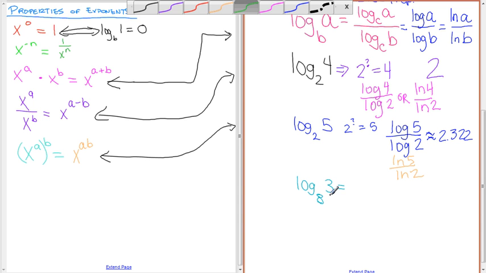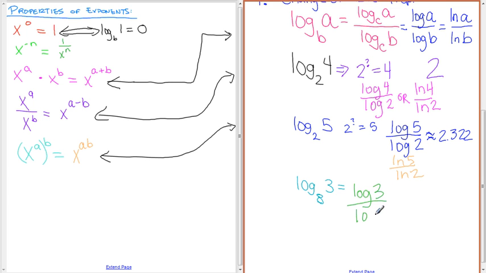Finally then, log base 8 of 3. Here you would have log of 3 divided by log of 8, or ln of 3 divided by ln of 8, which is approximately equal to 0.528. As far as rounding is concerned, probably going to at least 3 places past the decimal would be an appropriate amount, depending on what the value is that you're going to get. So that's using the change of base property.